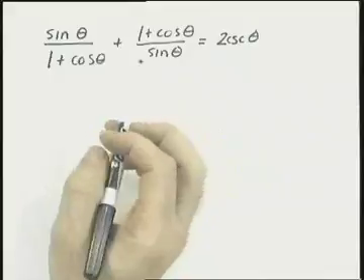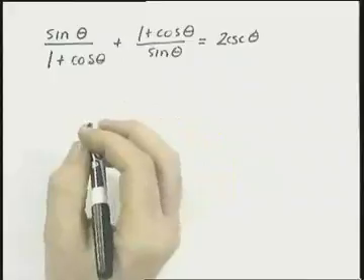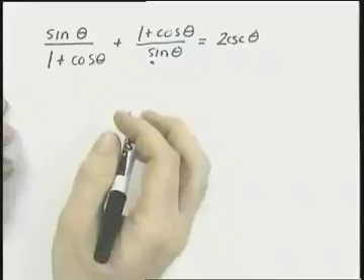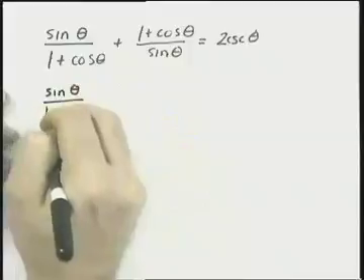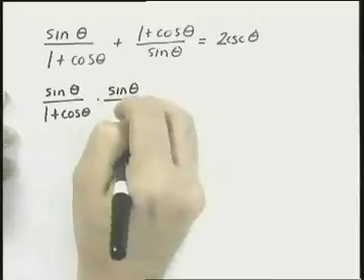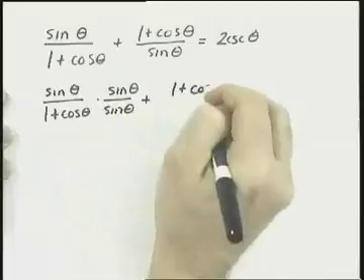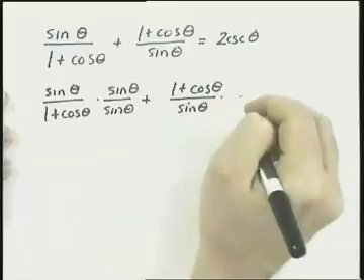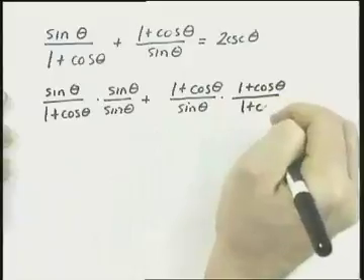What we should notice is that I have the sum of two fractions. It's best to try and write this as a single fraction. We can do that by finding the least common denominator. So, in the first expression, sine of theta over 1 plus cosine of theta, I'm going to multiply by sine of theta over sine theta. And in the second expression, I have 1 plus cosine of theta over sine theta, and I'm going to multiply by 1 plus cosine of theta over 1 plus cosine of theta.